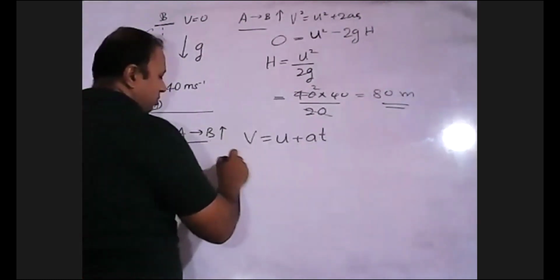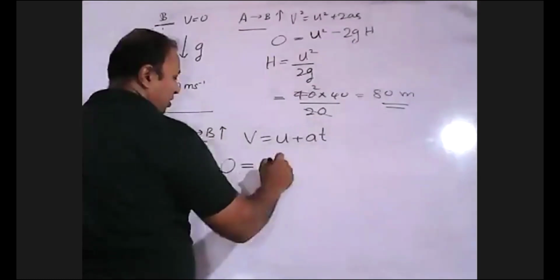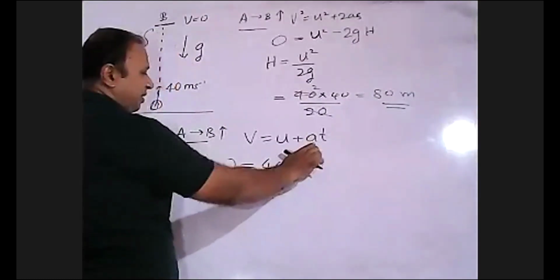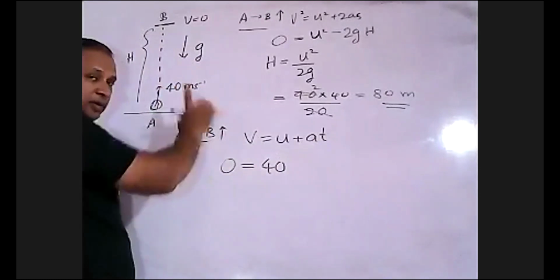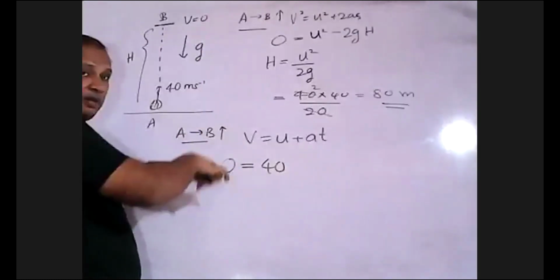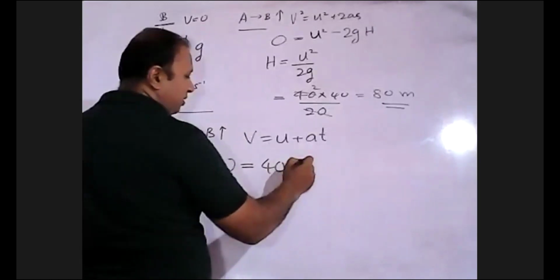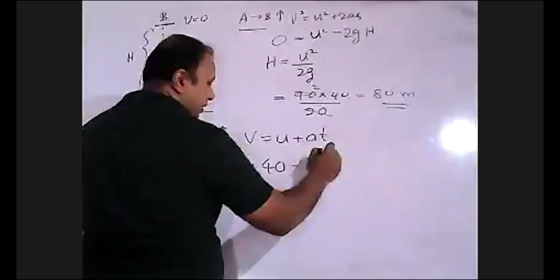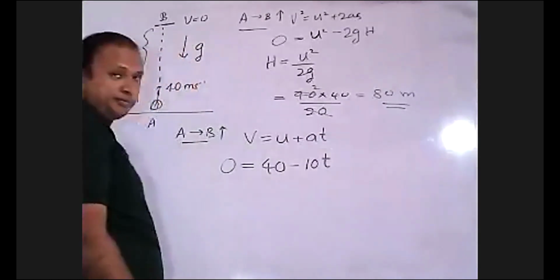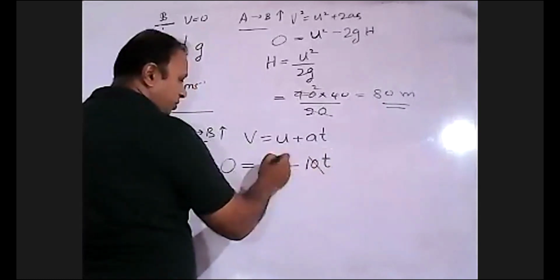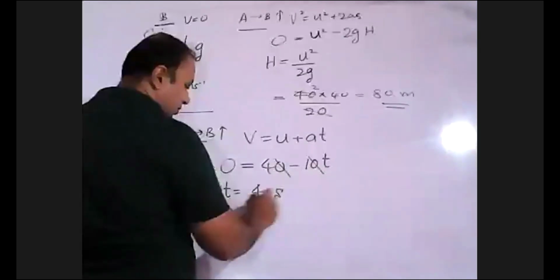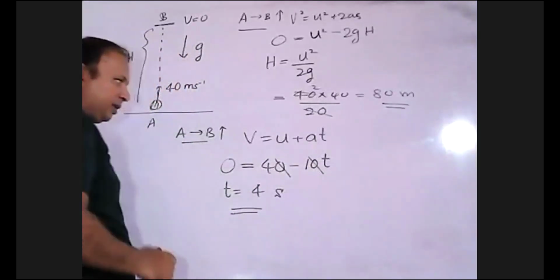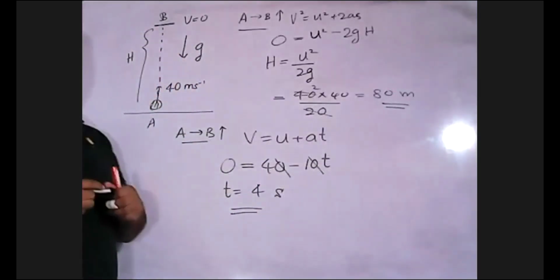V is 0, initial velocity is 40. Acceleration is negative because I'm using this equation in upward direction, and acceleration is in downward direction. So therefore, this one is minus 10t. Therefore, 0 to 0 will be cancelled out. T is equal 4 seconds.